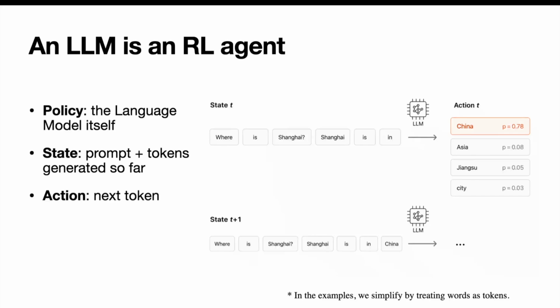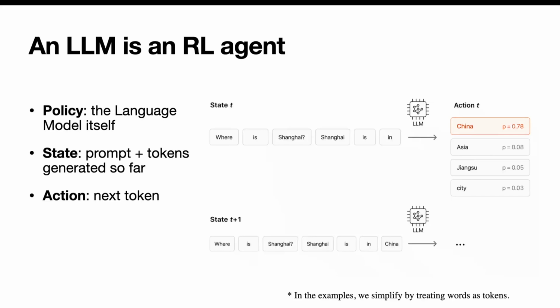One clarification before we continue. In this slide and in the examples later, I will often write tokens as if each word is one token. This is only for simplicity. In real language models, tokenization is more complicated. A token can be a full word, part of a word, punctuation, or even include white space. But conceptually, the RL formulation is the same.